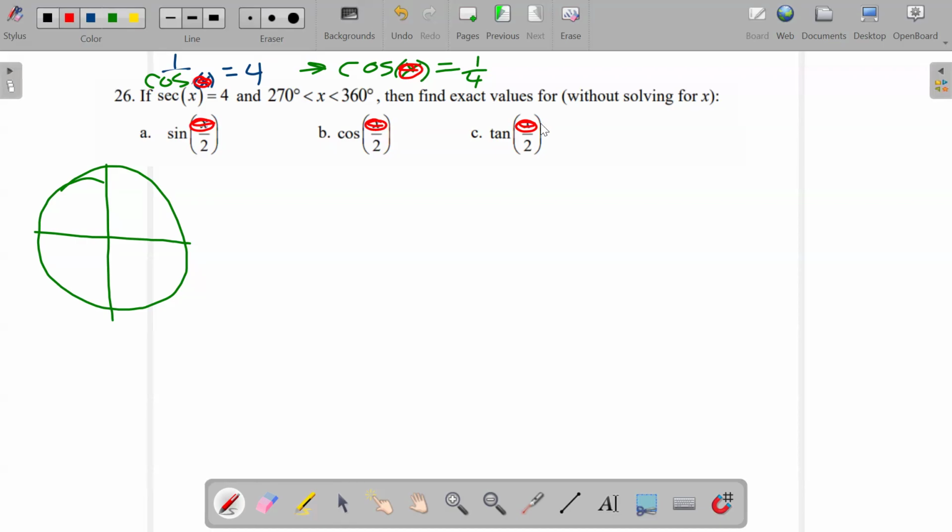So on the unit circle, x equals 1/4 here. And if I want to be in the 4th quadrant, then the angle I want is that one right there. So this right here is the angle theta that I'm playing with.